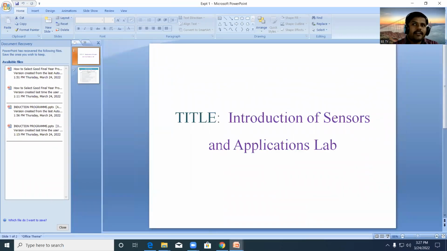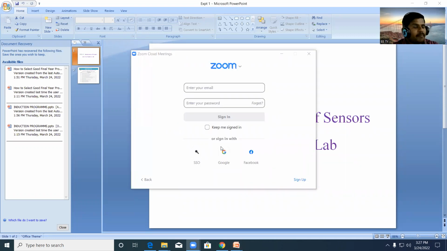Now, the introduction of this sensor and application lab. In this course, we want to see some of the experiments. We will perform these experiments not physically, but by using software. We are using VLab, that is virtual lab, and another one, Tinkercad. Tinkercad software is free. We just log in and design the circuitry.